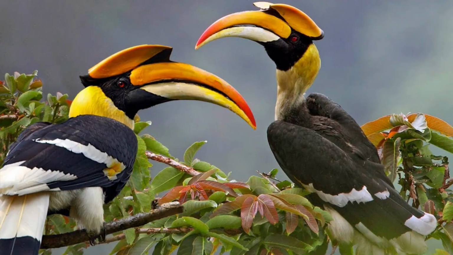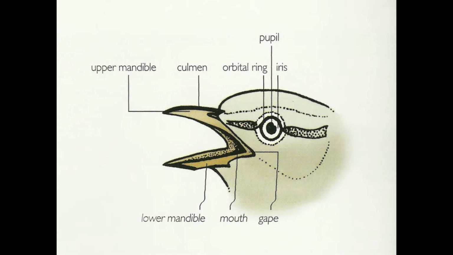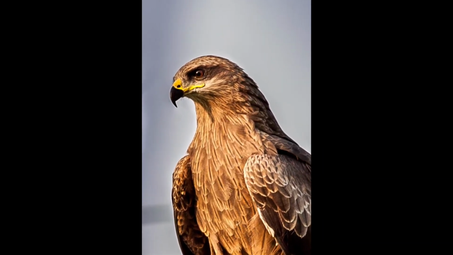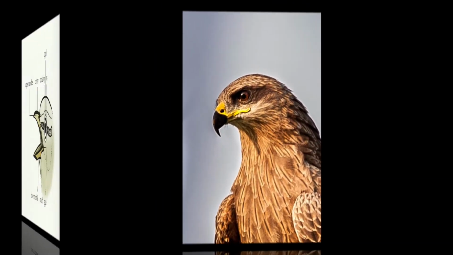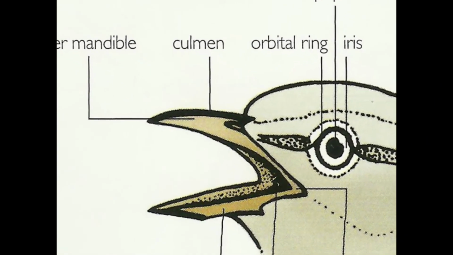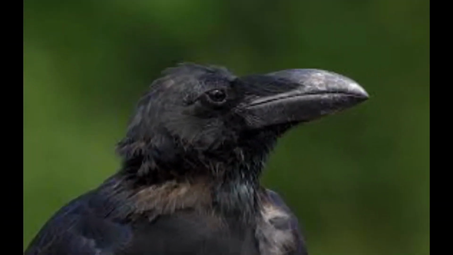There is a structure on the upper bill seen in some species such as hornbills, known as the casque. The dividing line between the upper and lower mandibles is known as the commissure. The fleshy, naked covering at the base of the upper bill that covers the external nostrils, generally prominent in raptors, is the cere. For example, the yellow portion near the beak in the black kite. The dorsal ridge of the upper bill is known as the culmen. We can easily identify this on the jungle crow.